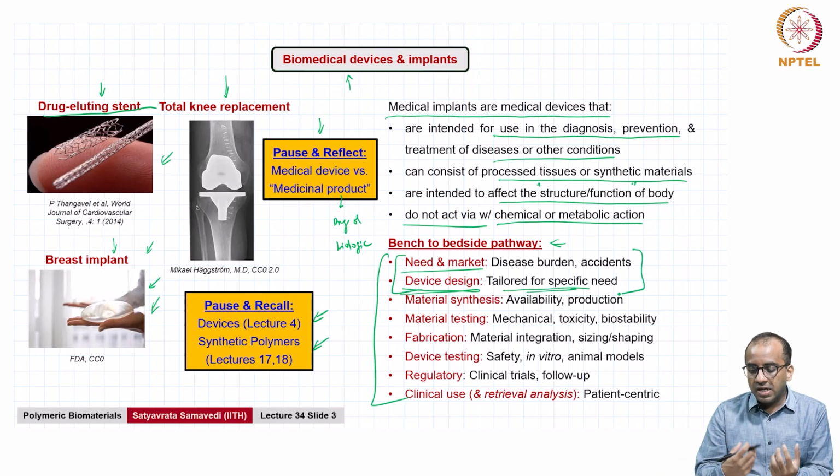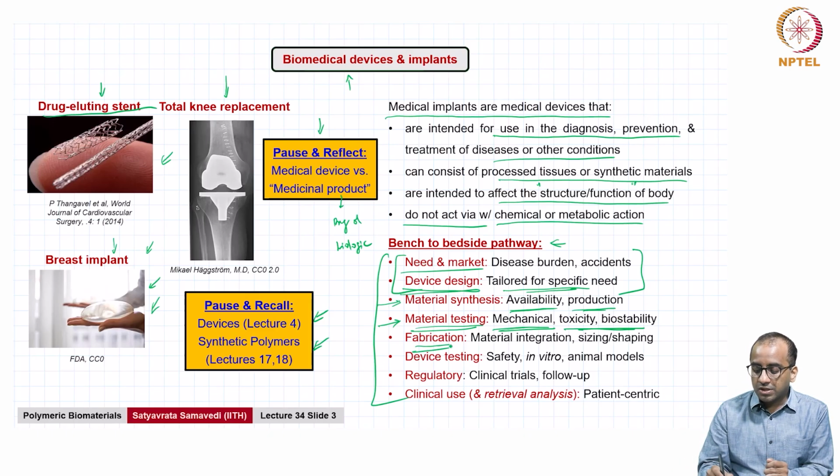Once the need and market and the device design have been identified, or the requirements for the device have been identified, then material synthesis is important, where you are interested both in availability and production of the materials involved, and then you are interested in material testing. Mechanical testing is something we have already seen. Toxicity and biostability testing, which we have started recently looking at in the last several lectures, and we will again look at in this lecture as well.